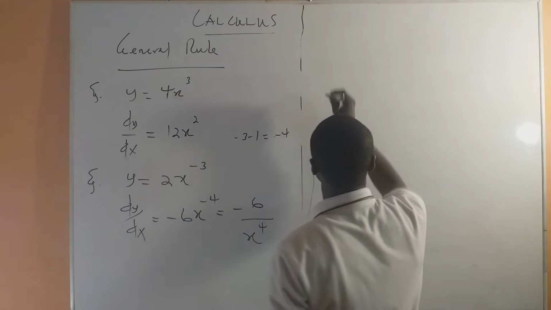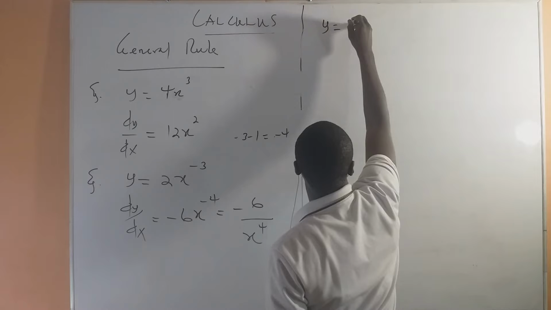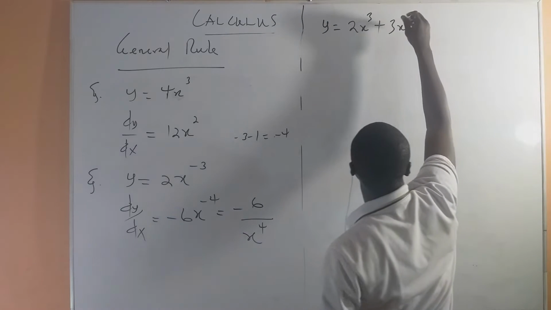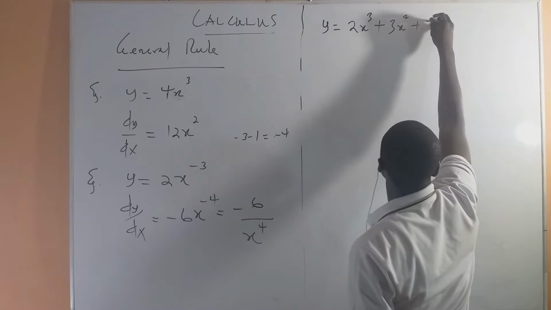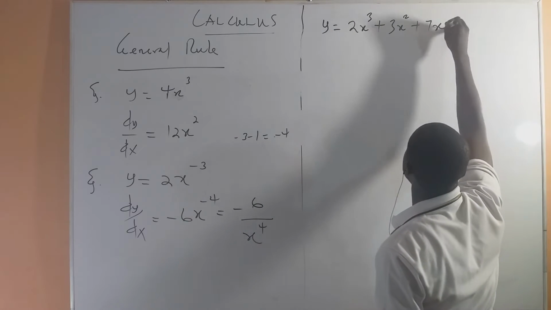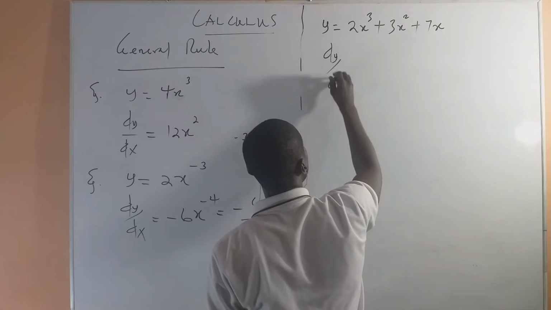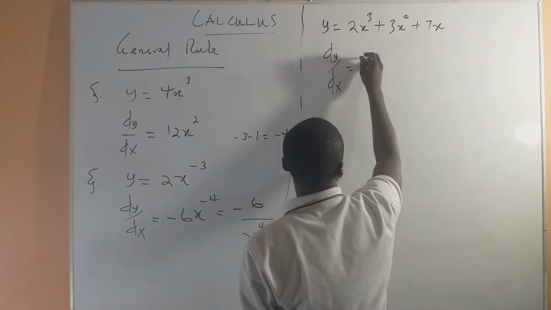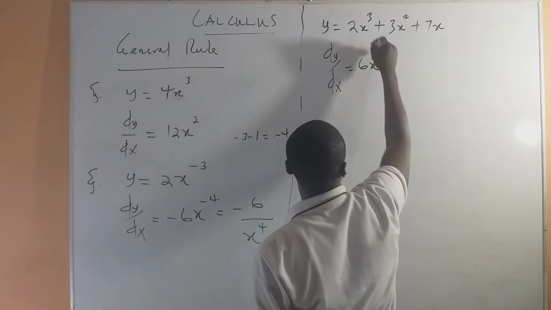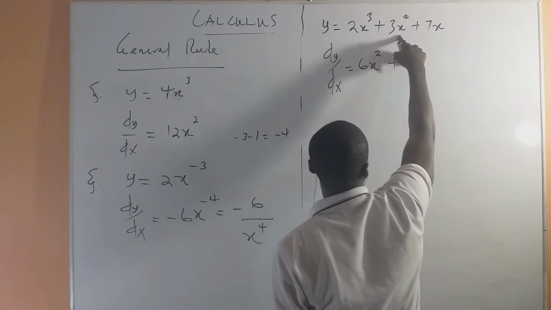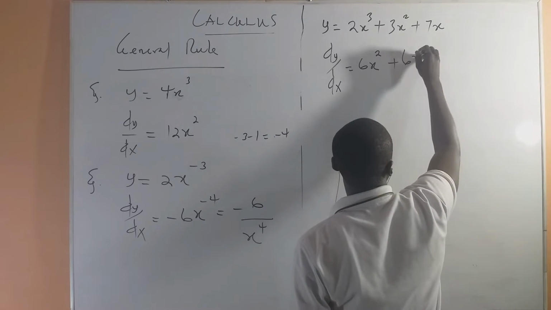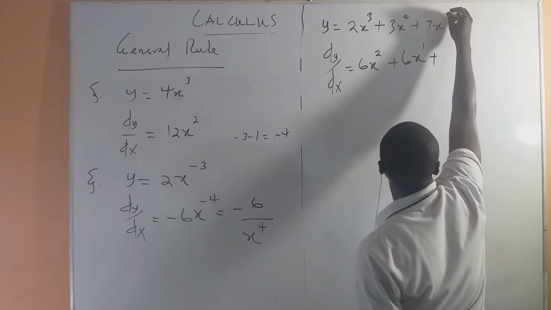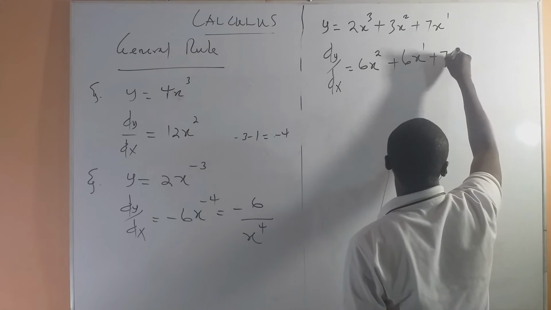Now we can have examples. If you have 2x cubed, then you can have 3x squared, then we can have 7x. When we have to find dy dx, this will be equal to 3 times 2 is 6. We have x. Subtract 1 from here, we have 2, plus the next one. 2 times 3 is also 6. x. Subtract 1 from here, you have 1. Plus, don't forget, this exponent 1. So 1 times 7 is 7x.